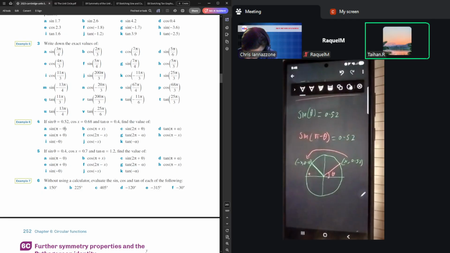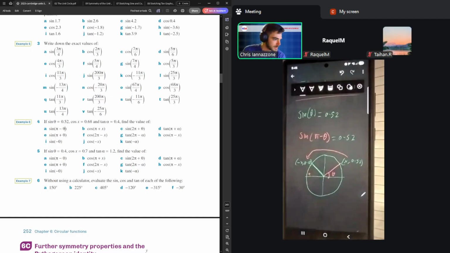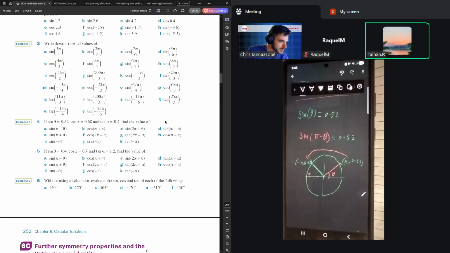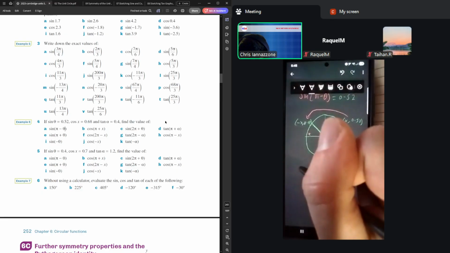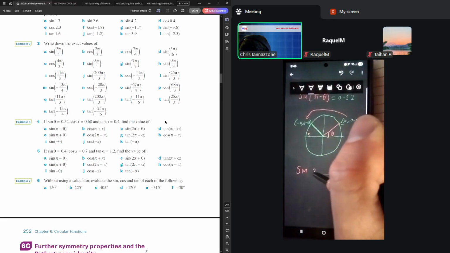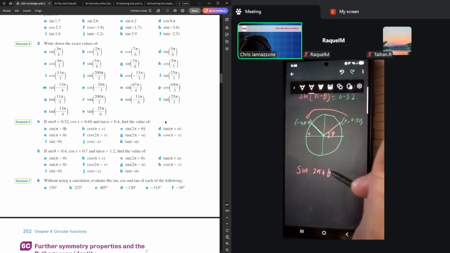Cool. That's that one. Okay, where's the next theta? Sine of 2 pi plus theta. Okay. Sine of 2 pi plus theta.